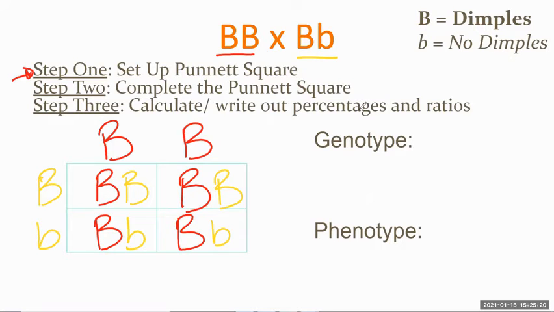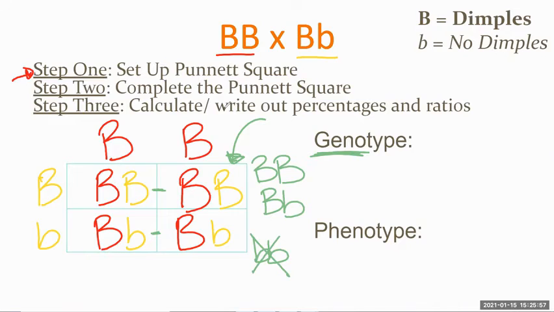Now we're going to calculate and write out our percentages and ratios. I like to start with genotypes. Remember, genotypes are the combinations of alleles, how they come together. Just looking at the babies that these two parents created, I only see two different genotypes. I see the homozygous dominant here, and I see the heterozygous. I don't see any homozygous recessive babies, so I'm not going to include those here.